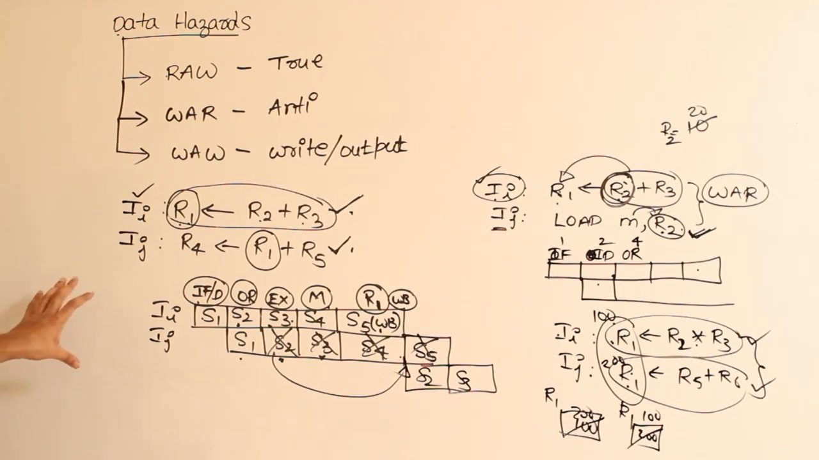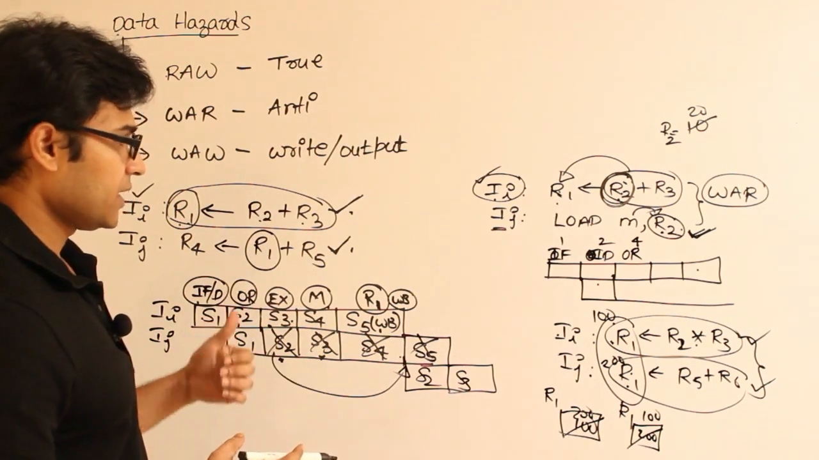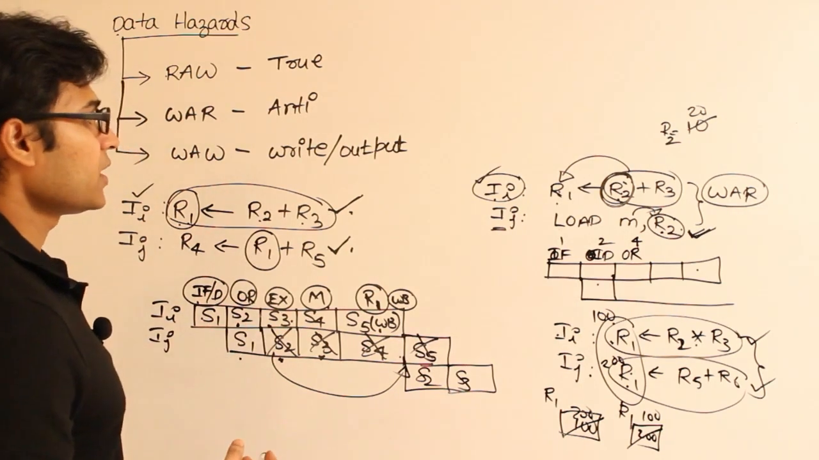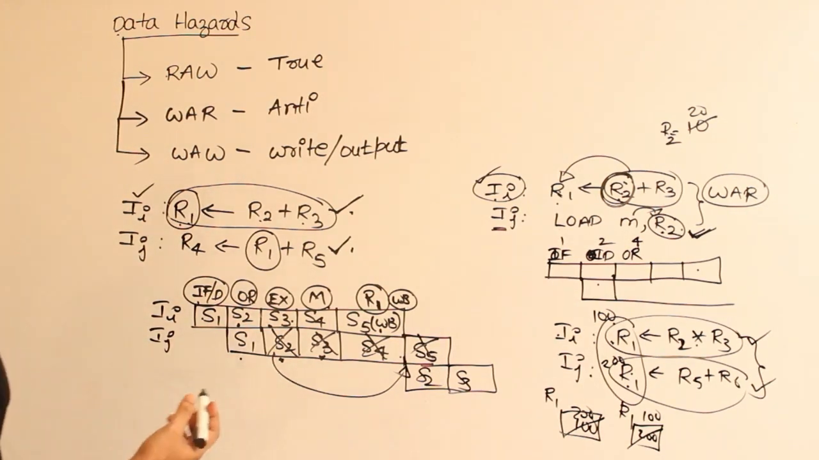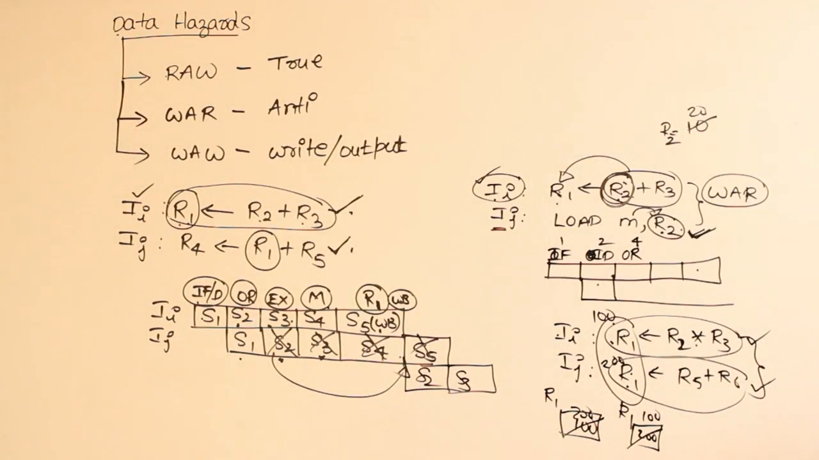Got it? So anyway, whenever there are these dependencies, we are supposed to delay the pipeline, or introduce the stall cycles, because of which performance is going to get affected. There are certain solutions for this. We shall look into the solutions. Before that, let's see how we can identify whether there are dependencies or not.